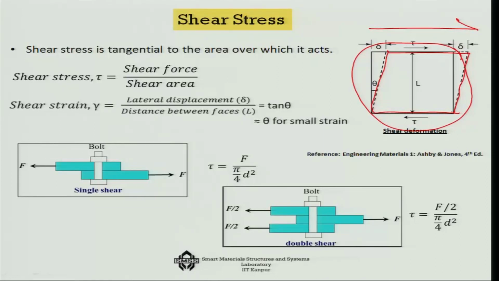So, that type of resistance is measured in terms of shear stress, where it is the shearing force over the area over which the shearing is happening. And the shear strain in this case is actually the lateral displacement, that is delta, over the distance between the two faces. Okay, that is what is L. So, that is the distance between the two faces.